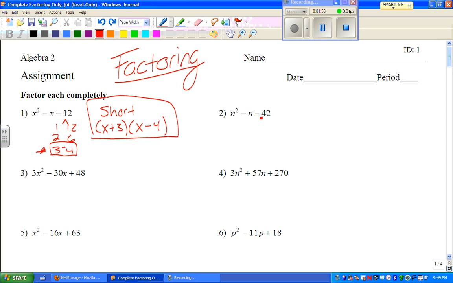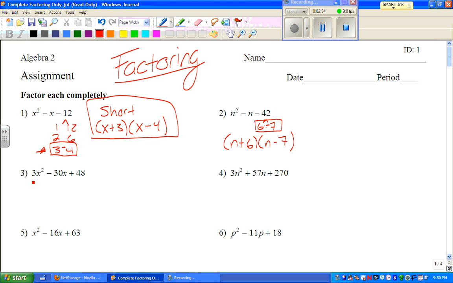So in this case, I want to find factors of negative 42 that add up to negative 1. You can go through the list, or if you know right away, you can just jump to it. So I know that to get 42, I can do 6 times 7. And how could I get negative 1? Well, that would be 6 and negative 7. So we look at them. 6 times negative 7 is negative 42, and 6 and negative 7, when I add these together, I get negative 1. So this would be n plus 6 and n minus 7. Still called the short method.